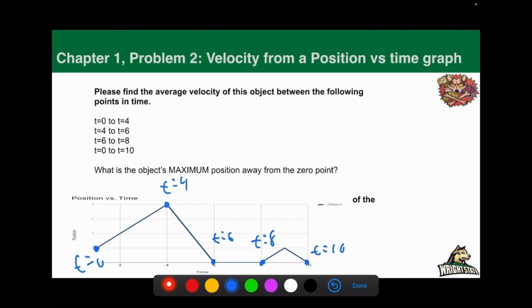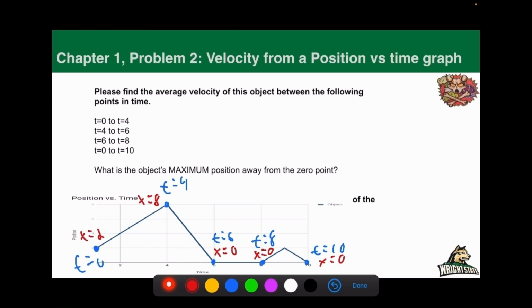Okay, I'm going to also try to figure out what my x coordinates are at each of these points as well. So at t equals 0, my x is about 2. At t equals 4, it looks like my x is about 8. At t equals 6, my x is about 0. At t equals 8, my x is 0. At t equals 10, my x is 0.